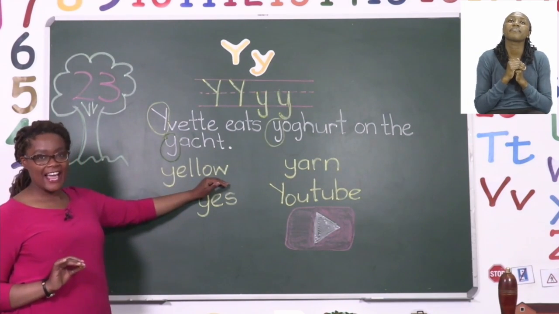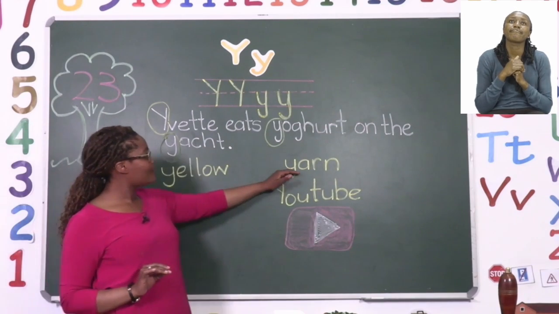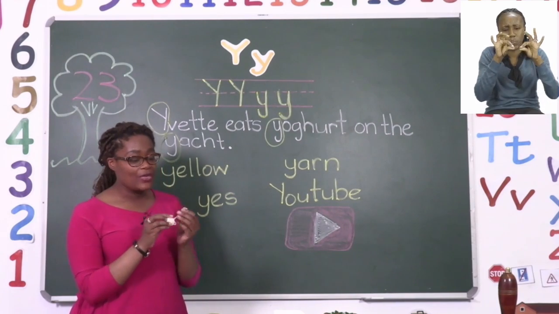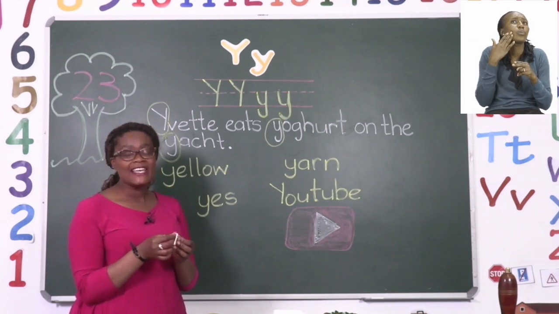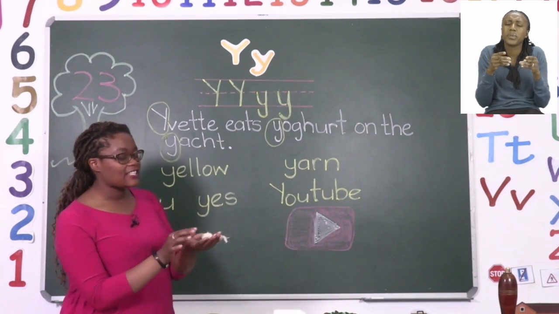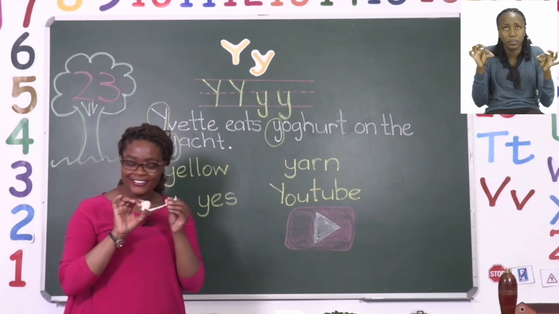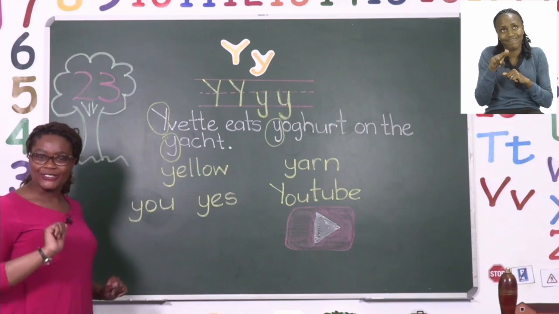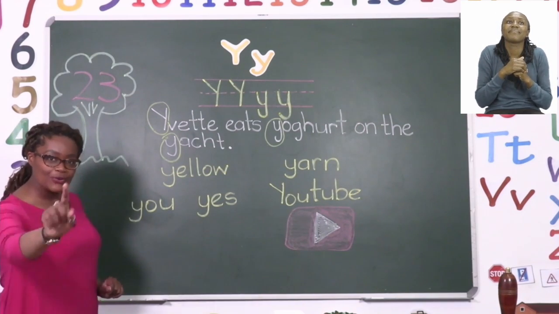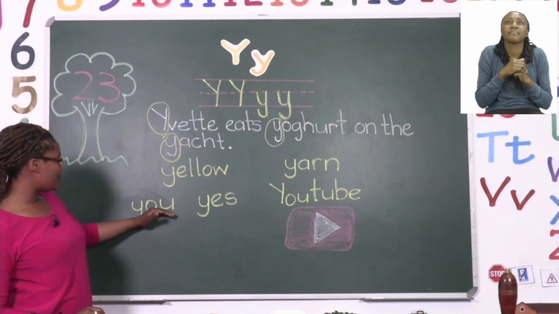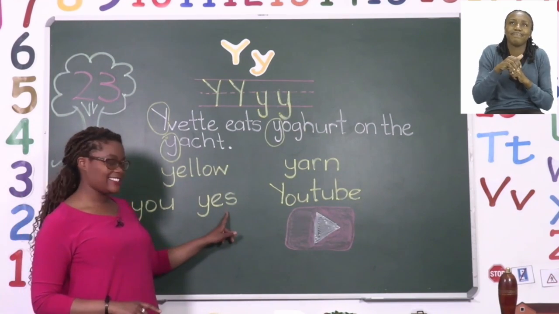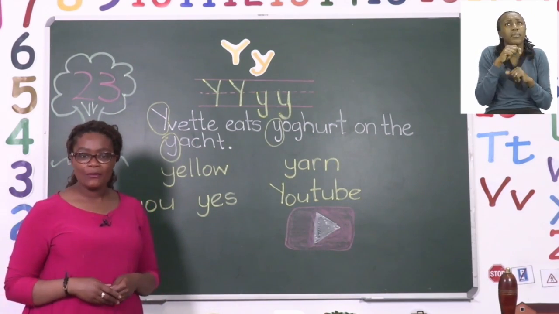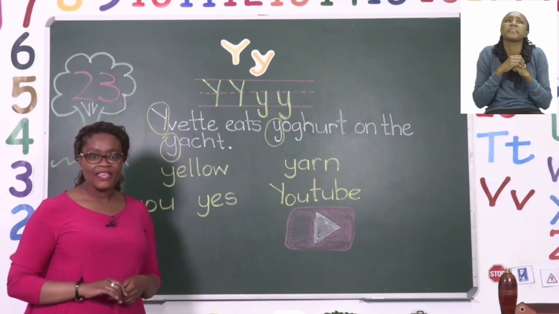This is the word yellow. Then we have the word yarn. Now yarn is a type of wool that we use so that when we are sewing or knitting, it is nice and soft. So this is a small ball of yarn. And then we have the word you. Yes, you. Point to someone else and say, you are special. You. And then we have the word yes. Yes, when we are saying it's good, or when we are agreeing with someone, or we are accepting something.